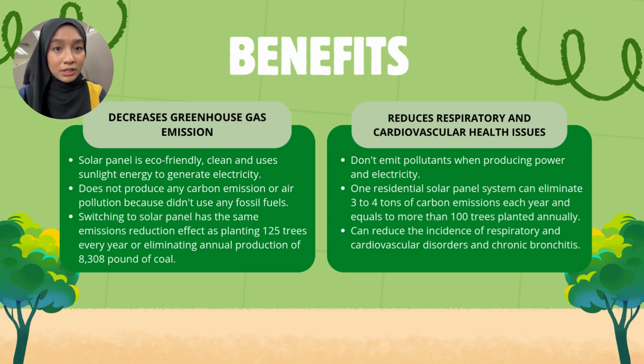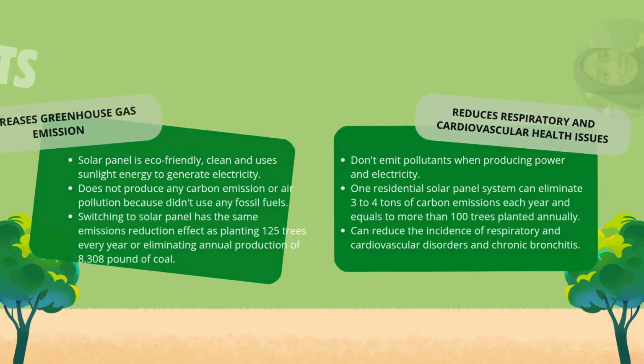Next, reduced respiratory and cardiovascular health issues are also one of the benefits of solar panels. Solar panels don't emit pollutants when producing power and electricity. One residential solar panel system can eliminate 3 to 4 tons of carbon emissions each year, which equals more than 100 trees planted annually. It can also reduce the incidence of respiratory and cardiovascular disorders and chronic bronchitis.